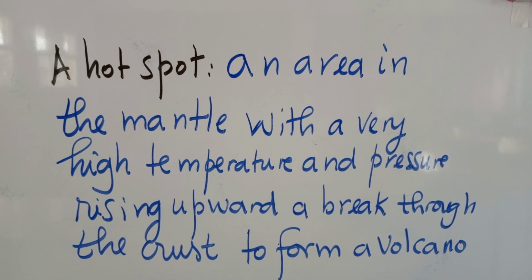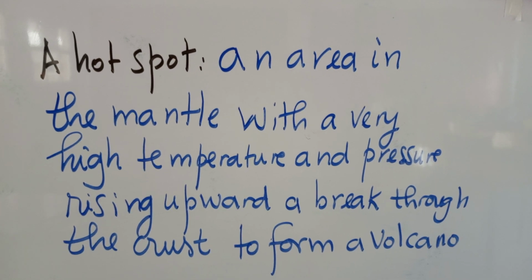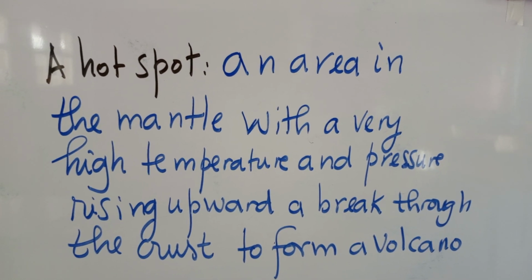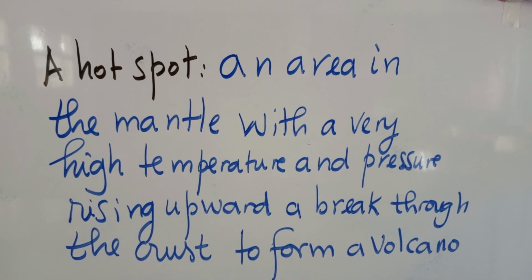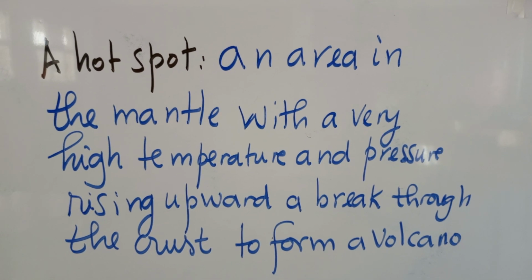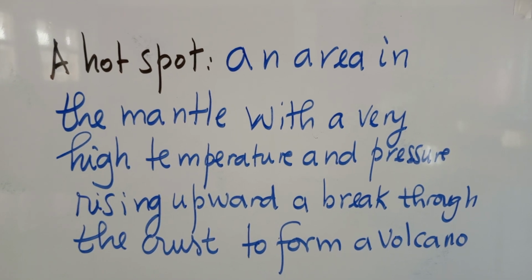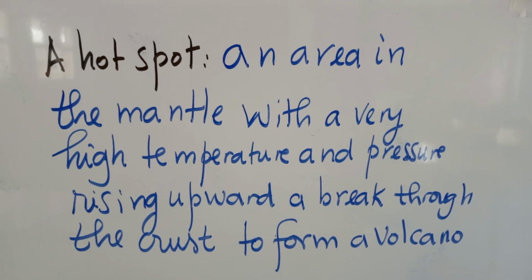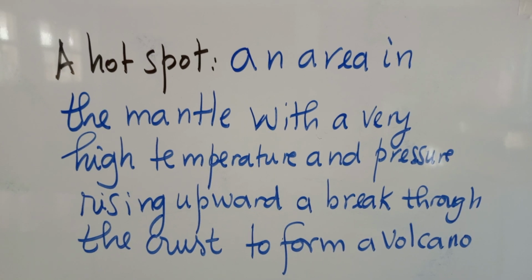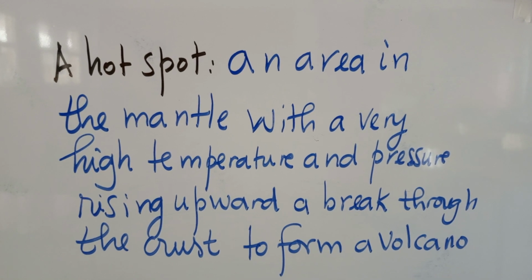So a hot spot is an area in the mantle with a very high temperature and pressure. So the magma has a very high temperature and pressure. As it rises upward through convectional currents, it is able to break through the crust and forms the volcano.